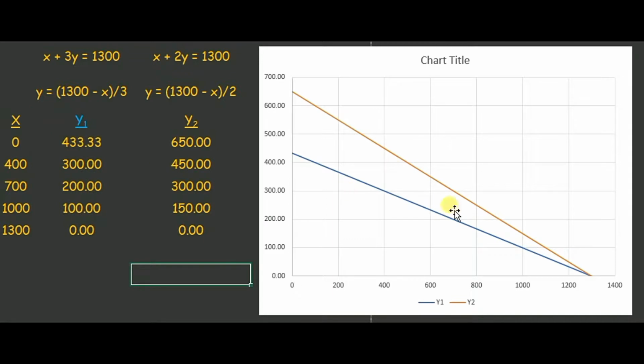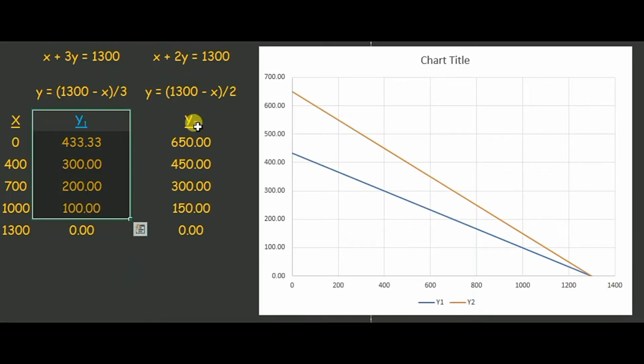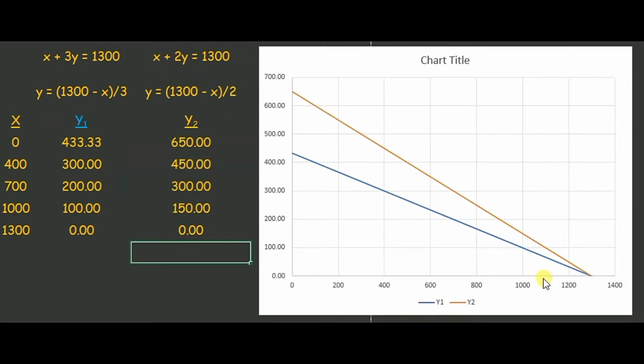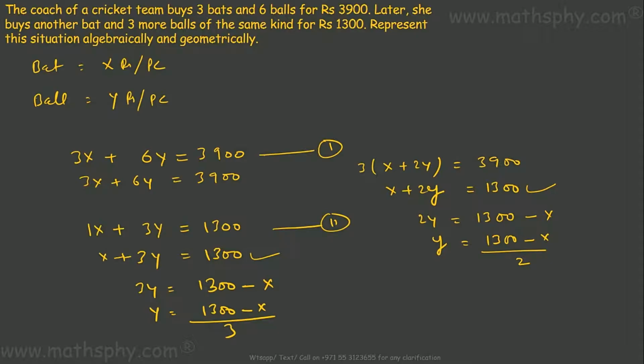I can see from this graph the only point where y1 and y2 intersect is this point here, where y1 and y2 both are 0 and x is 1300. This gives me an answer which says the ball should be free of cost and the bat should be 1300 rupees each. So this was the graphical representation, and this one here is the algebraic representation.